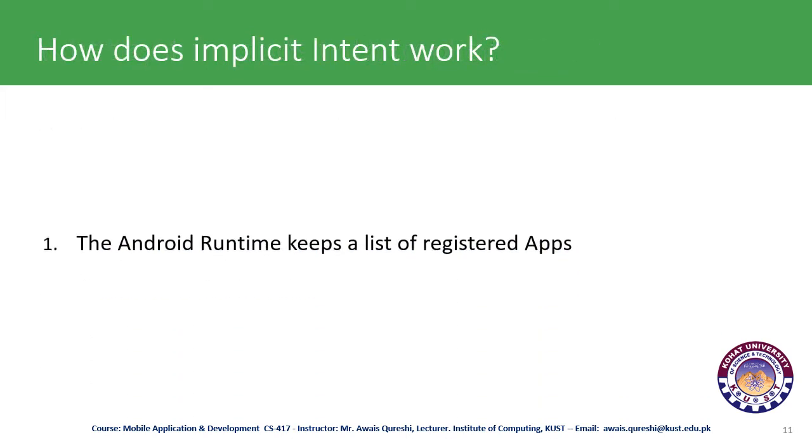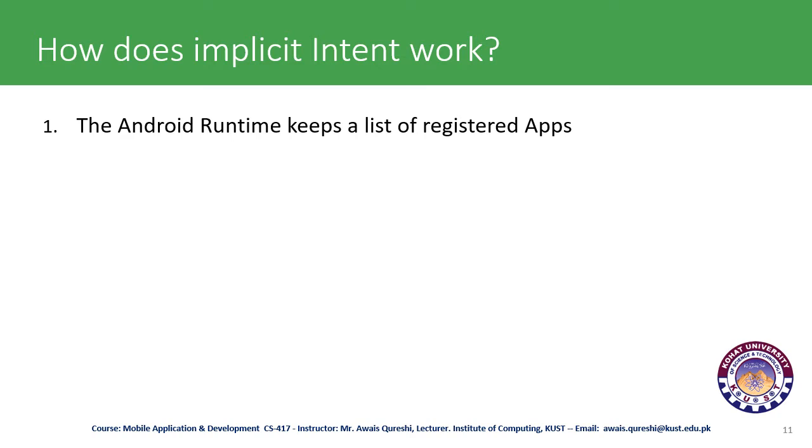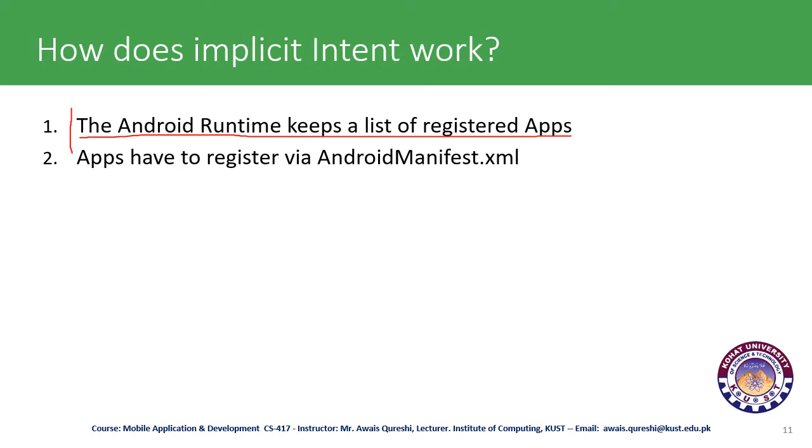So how does implicit intent work? The Android runtime keeps a list of registered apps, basically a registration in a database. How many apps are registered in the Android runtime? It is the responsibility of the Android runtime to keep registered apps in its memory, whether it is a database or runtime memory. Apps have to be registered via the Android manifest file, where all information regarding your application is stored.